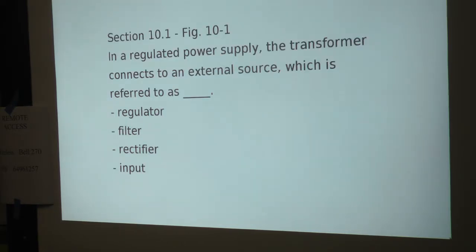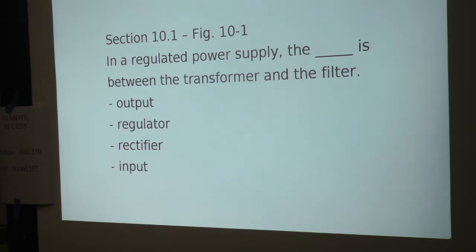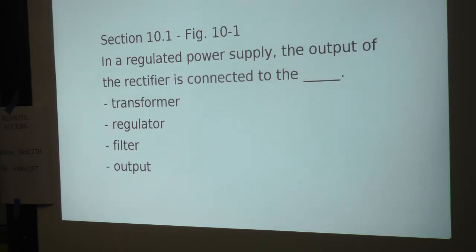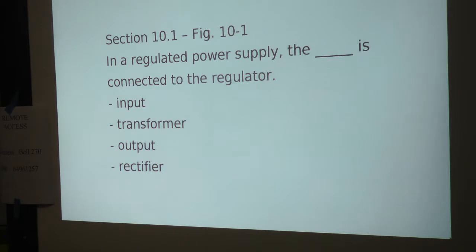Alright, in a regulated power supply, the transformer connects to an external source, which was referred to as input. The input. Yep. Everything else doesn't really make sense there. In a regulated power supply, the blank is between the input and the rectifier. Oh, transformer. That's correct. In a regulated power supply, the blank is between the transformer and the filter. Rectifier. Yep. In a regulated power supply, the output of the rectifier is connected to the regulator. Oh, the filter. In a regulated power supply, the output of the filter is connected to the regulator. I had it backwards. Not a problem. In a regulated power supply, the blank is connected to the regulator. Output. There we go.